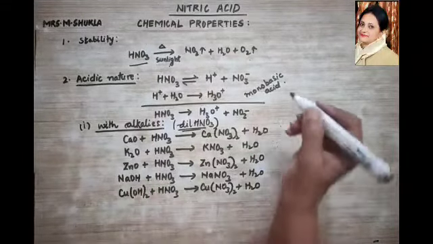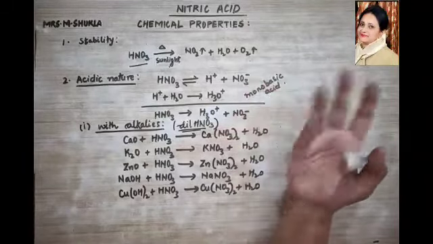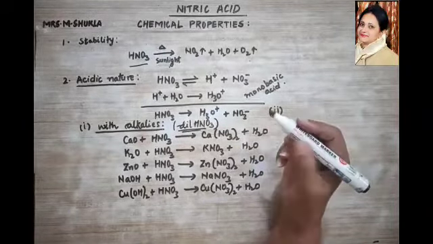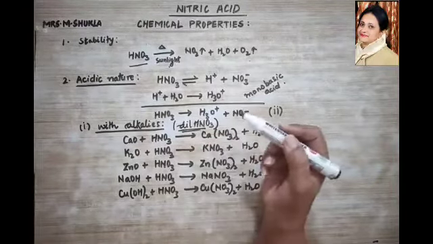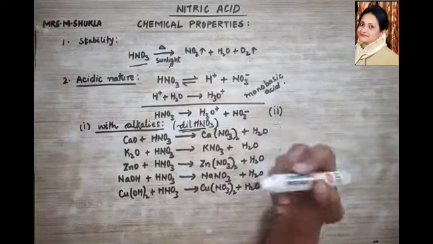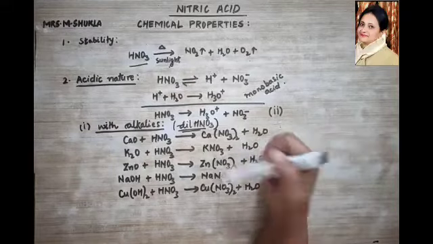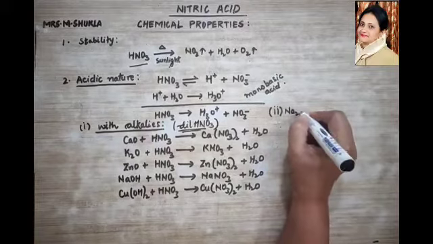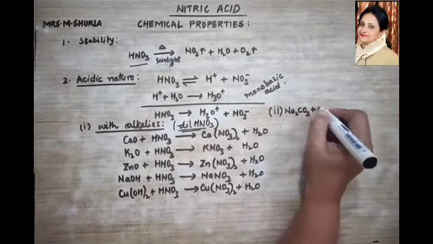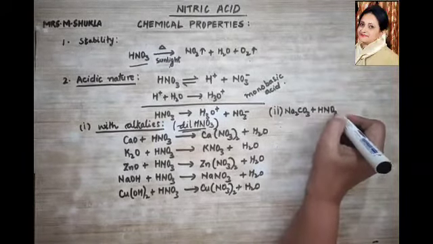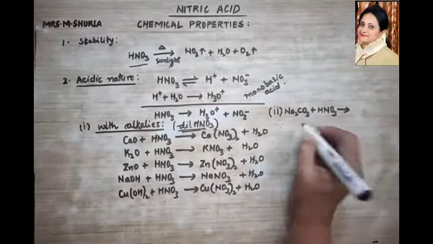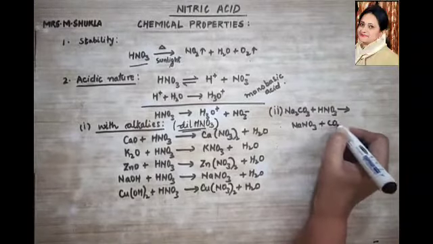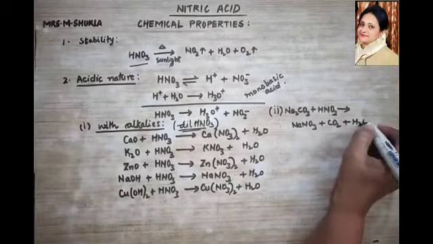Now further, let us talk about certain carbonates and bicarbonates. Okay. Carbonates and bicarbonates, when treated with the acid, they give out water and carbon dioxide along with the salts, right? So let's take an example like Na2CO3 when treated with HNO3. What is it going to give us? It is going to give us NaNO3 plus CO2 plus H2O.